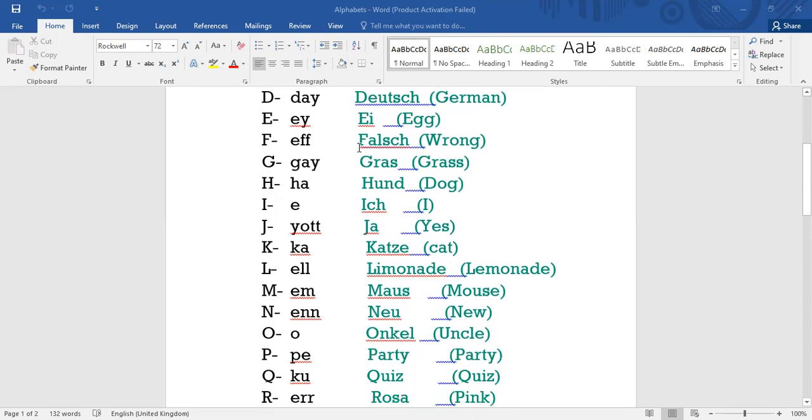This is the same. So this is falsch. Falsch. So this means wrong in German. In English, this is wrong. Falsch is in German. And G gives a sound of gay.